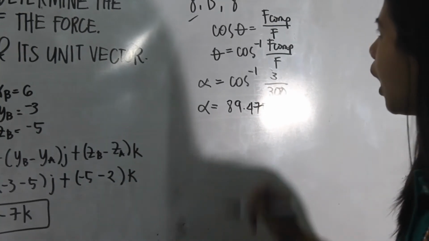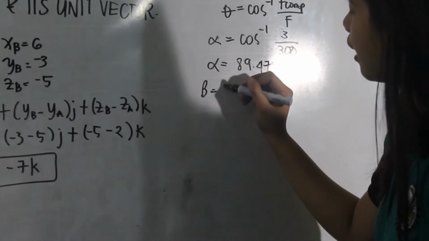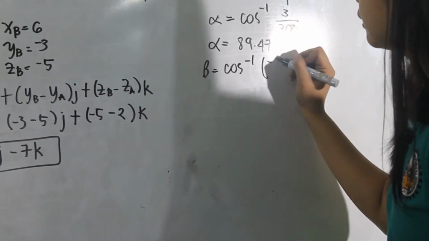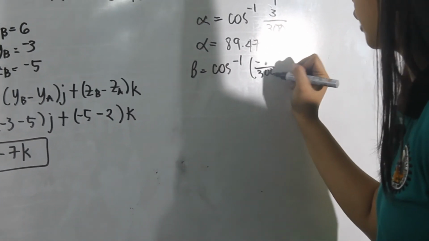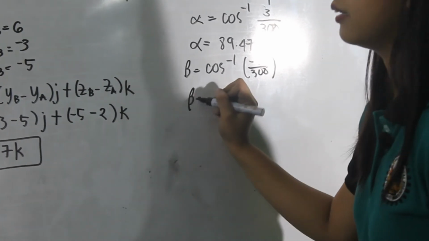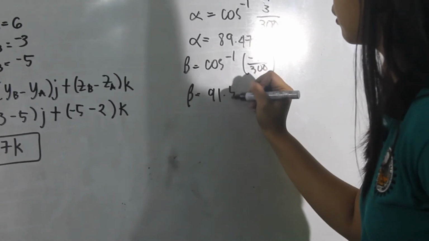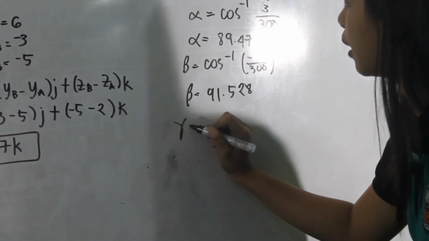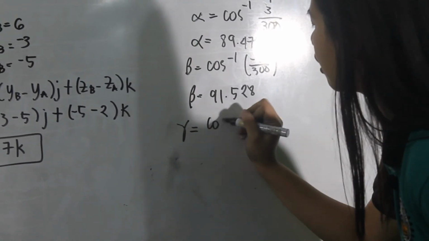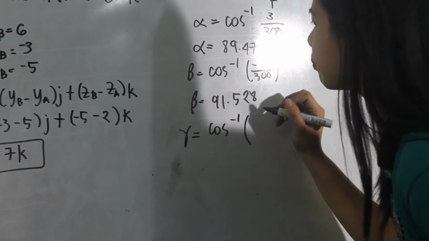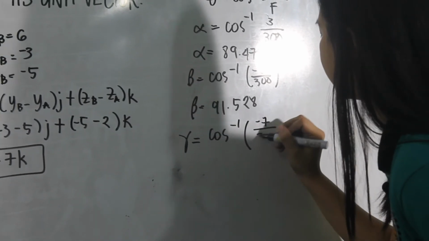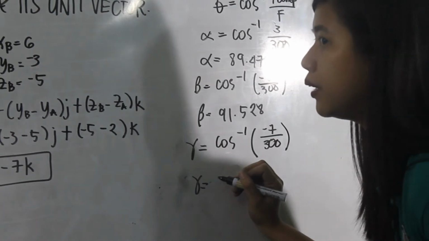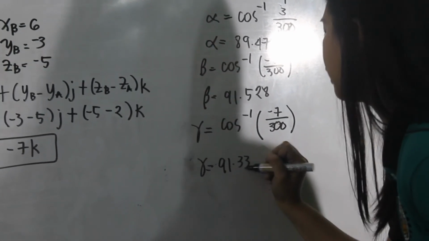89.470. For our beta, we have arc cosine of negative 8 over 300, and that will be 91.58. And last, for our gamma, we have arc cosine of negative 7 over 300. That will be 91.337.